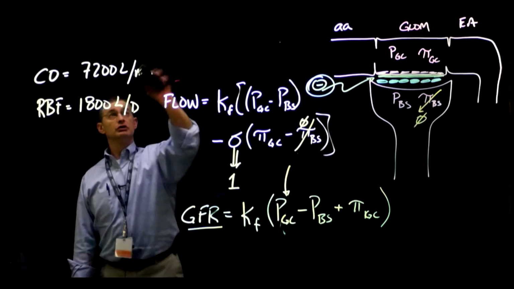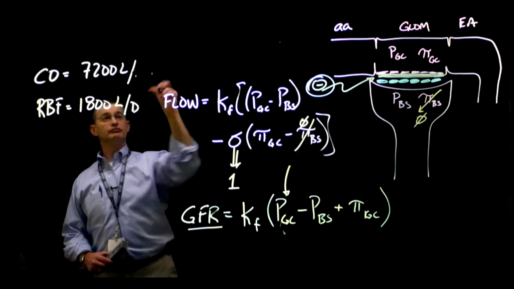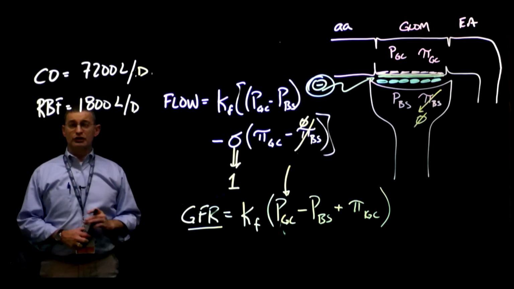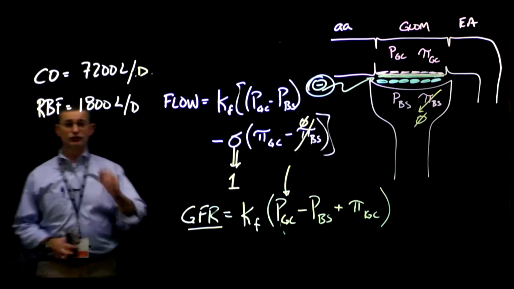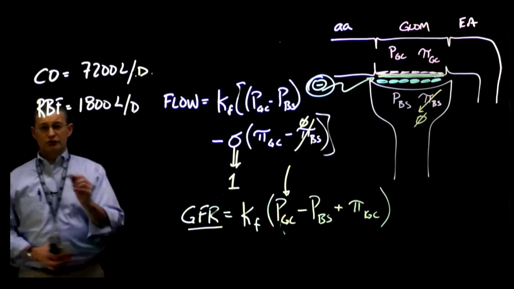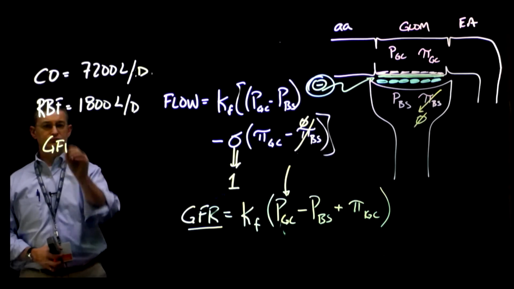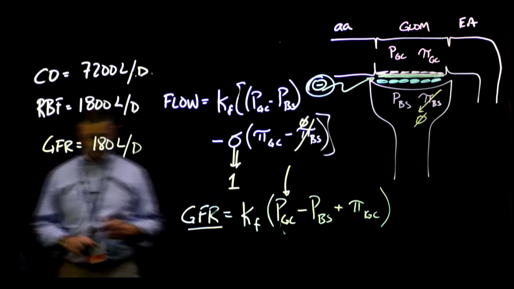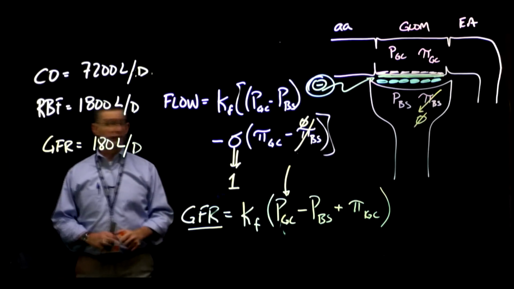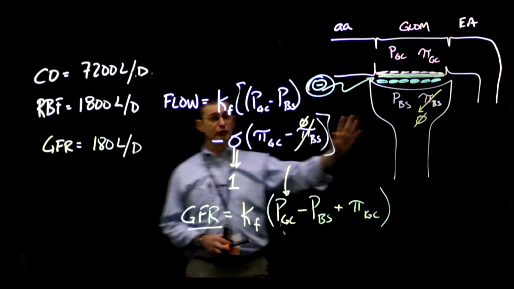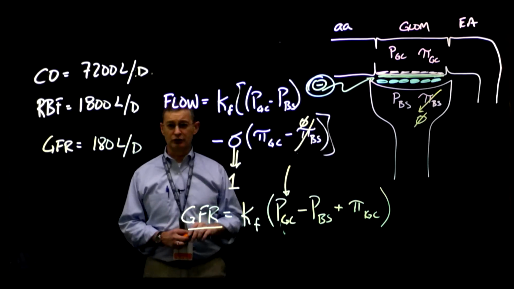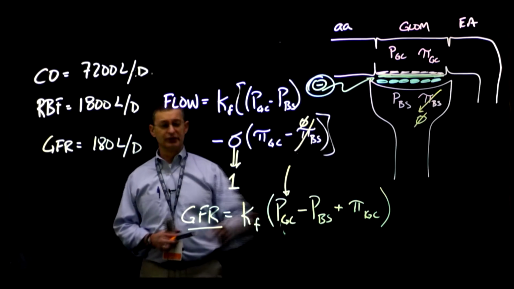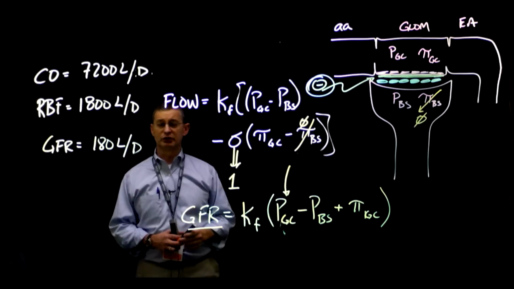Sorry, this should be day, not minute. Of that 1,800 liters that flows to the kidney in the form of renal blood flow, glomerular filtration can be as high as 180 liters per day. So we're talking an awful lot of fluid filtering across this glomerular membrane, and the major constituent that's regulating that is the glomerular capillary pressure.